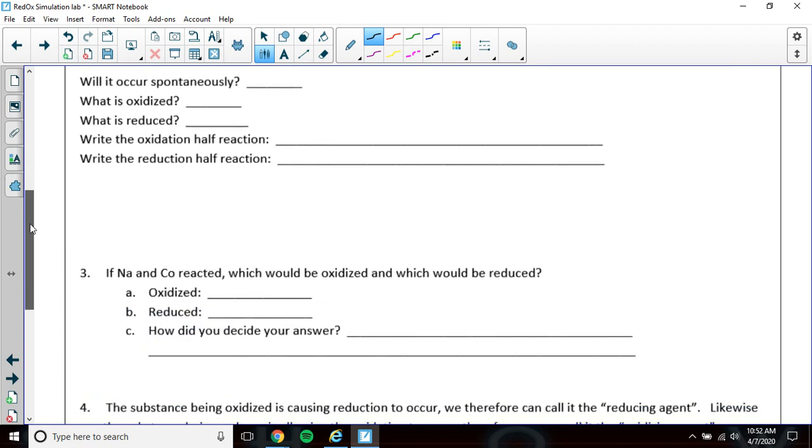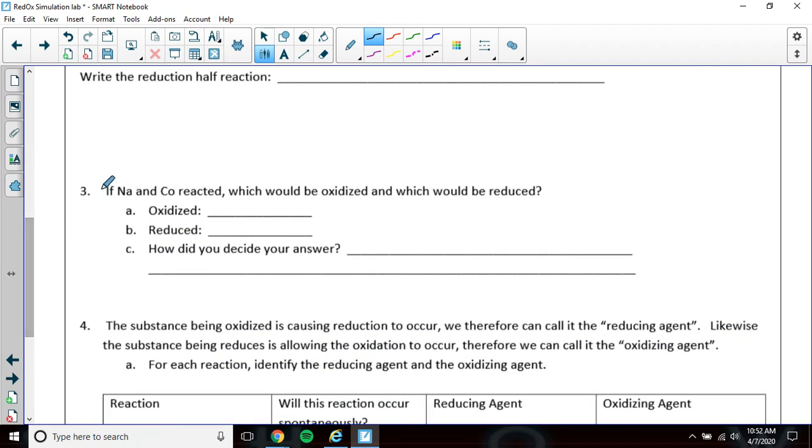Okay. If Na and CO reacted, which would be oxidized and which would be reduced? So this is code for saying which one's higher. The one that's higher on table J will always be oxidized. He's the most reactive, so he's going to give up his electrons. So which one's higher, Na or CO? Whoever's higher, that answer goes here. The other one goes here.